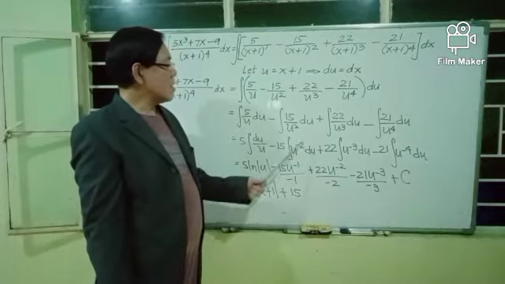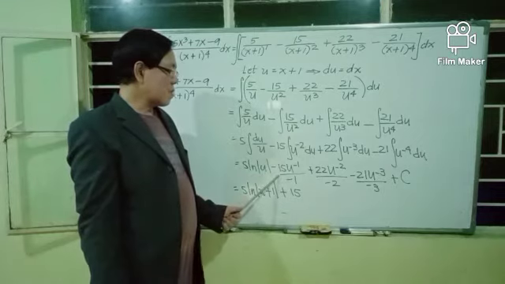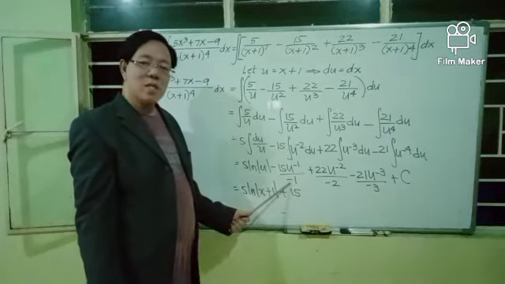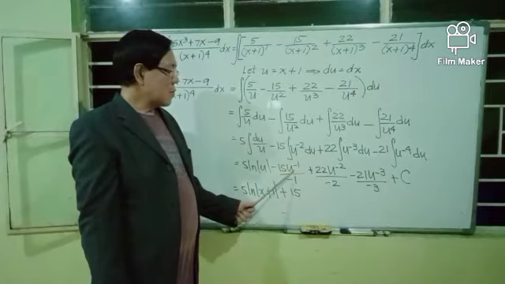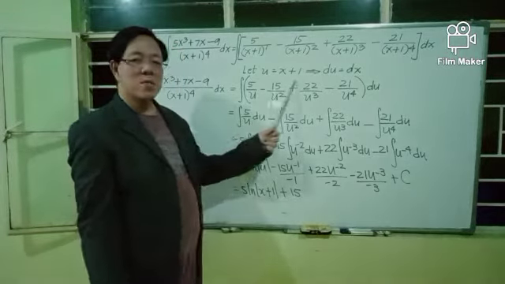But u is x plus 1. Hence, the second term, minus 15 divided by negative 1, is positive 15. And u to the negative 1 is over u, and u is x plus 1.